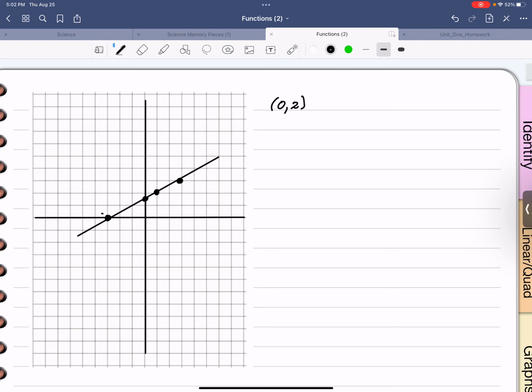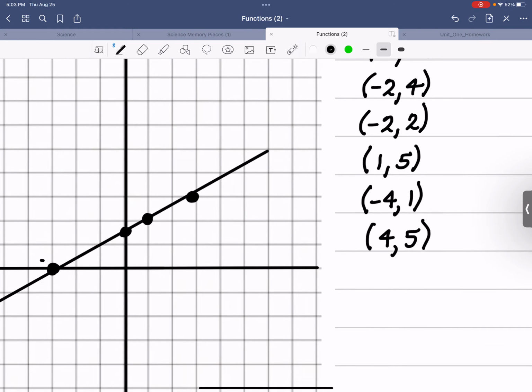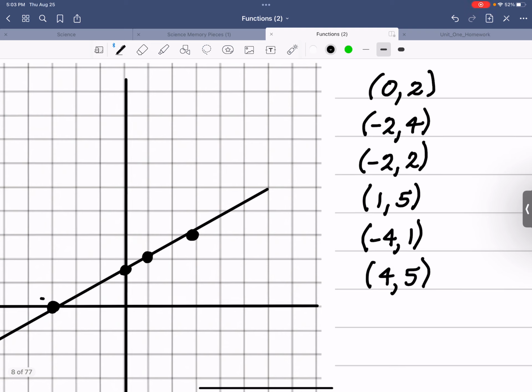0, 2, -2, 4, -2, 2, 1, 5, -4, 1, and 4, 5. And we need to say yes or no about these points, that they are on the line or they are not. So 0, no movement left or right, up to 2. That's going to be right here. So is that point on the line? No.